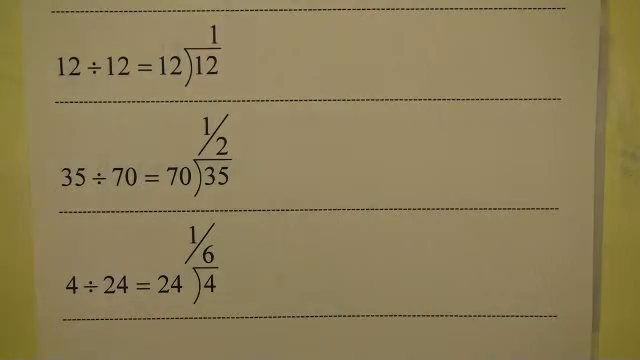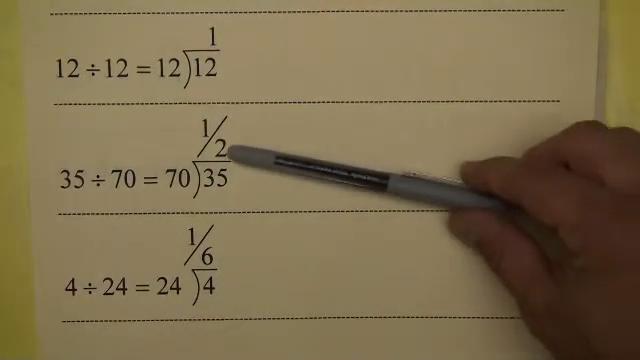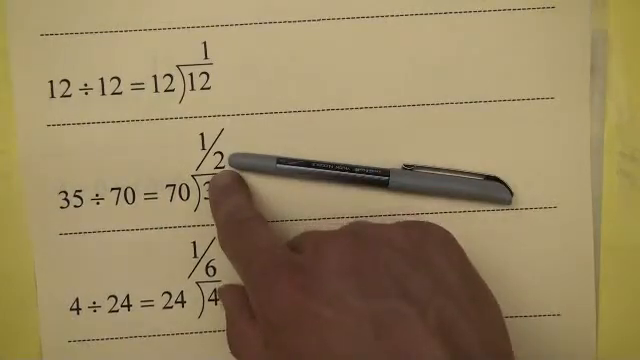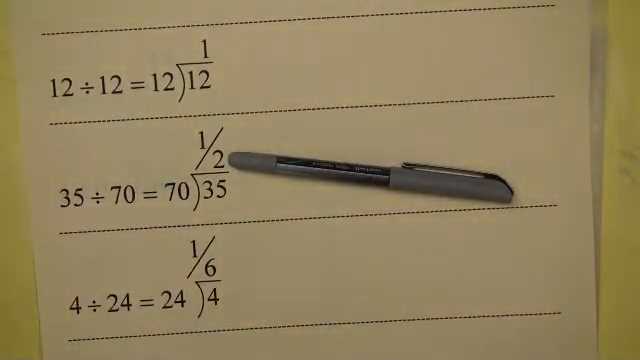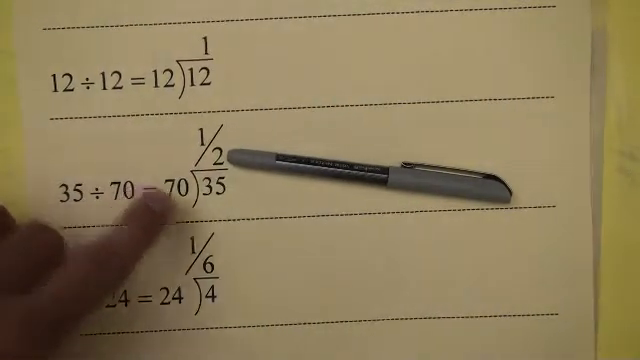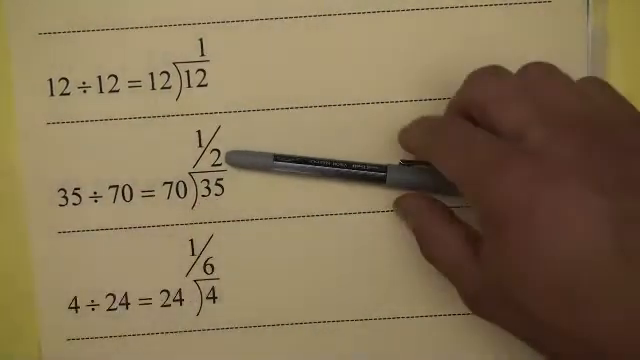Okay, 35 divided by 70. Now sometimes you might think, gosh, how are you going to divide a larger number into a smaller? Well, if you think about it, how many groups of 70 fit into 35? Actually, if you took half of a group of 70, and that's what a fraction means. If you took the 70 divided into 2 pieces, one of those 2 pieces of 70 fits into 35. That's how a fraction works.